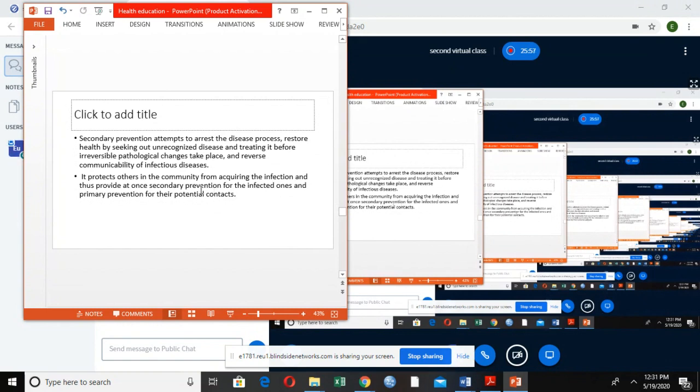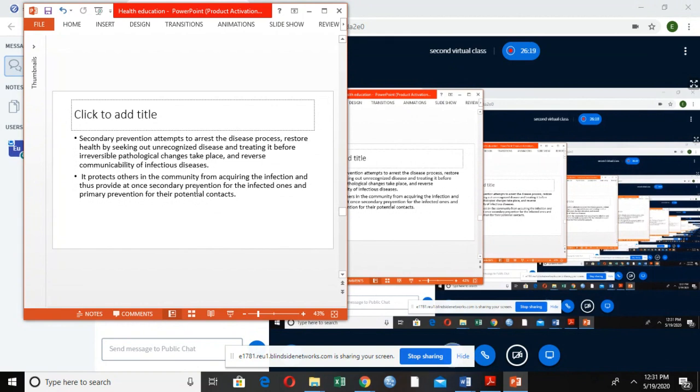So if, for example, you have a corona patient in your home and that person is diagnosed early enough using the secondary prevention mechanisms, you will be prevented from getting the infection, since corona is spread from one person to the other.